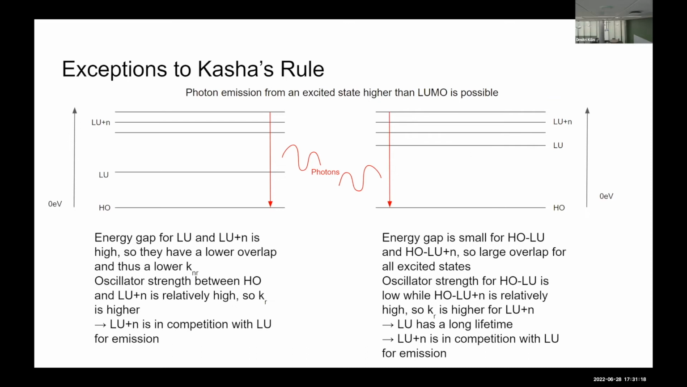And so through these two sorts of exceptions, we could get luminescence from different states and different energies than just the HOMO-LUMO gap. So it's something to pay attention to if you have an odd band energy diagram, I guess. That is what I have so far.